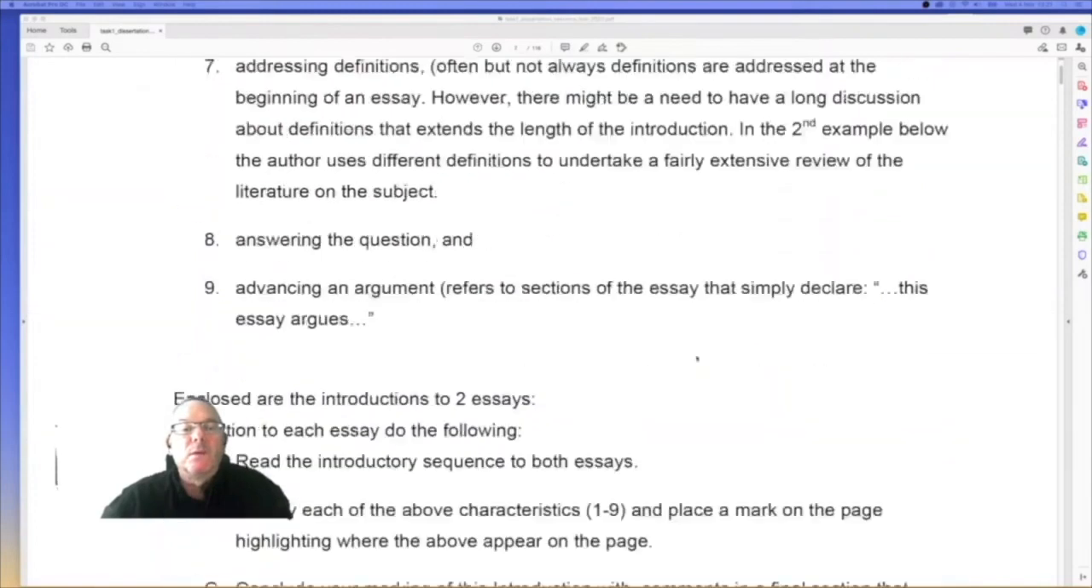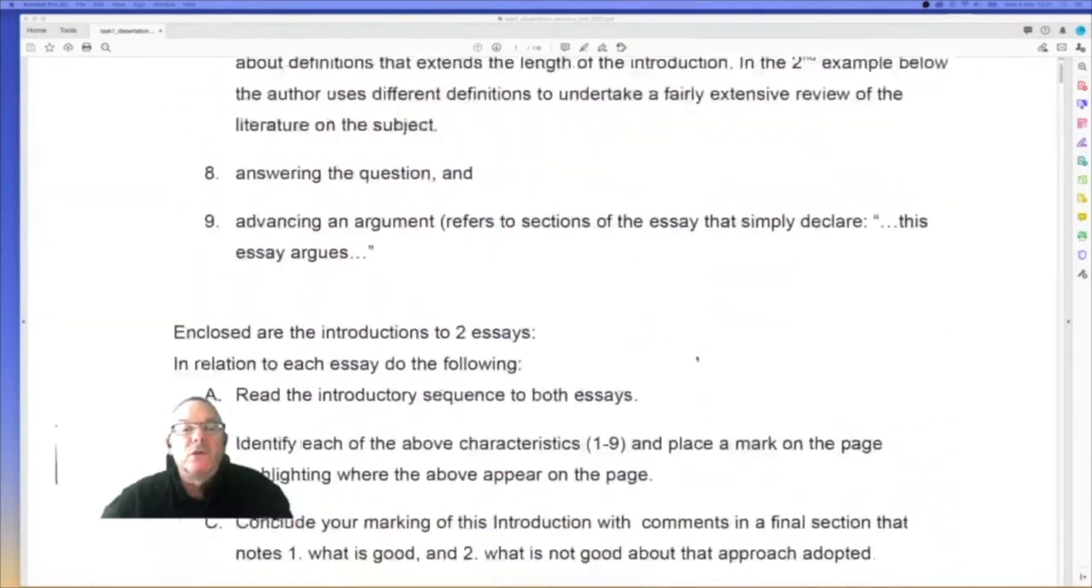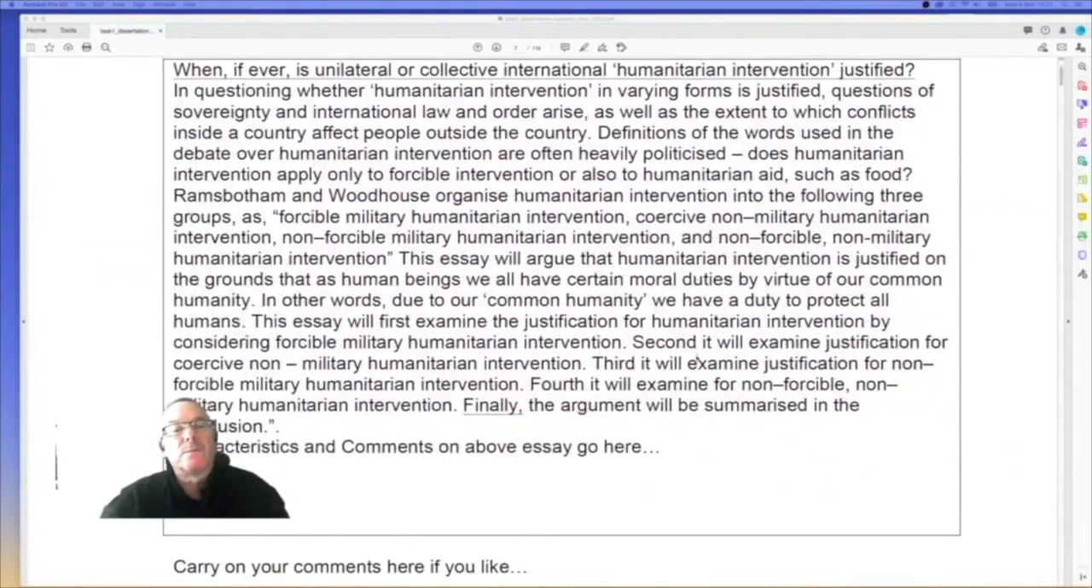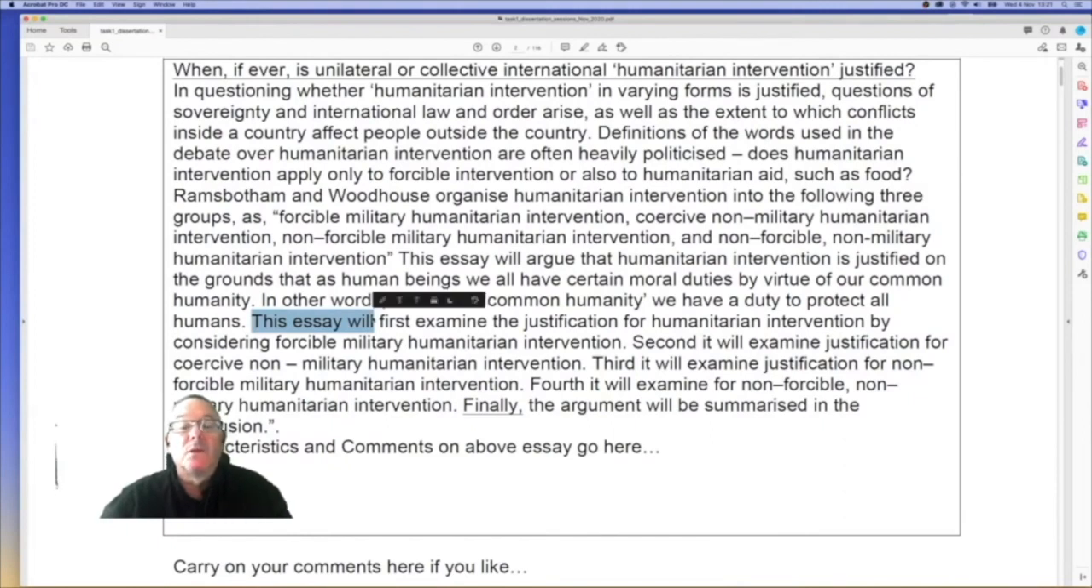But if we go back to the beginning and look for structure and organisation, number 1 and number 2 on the list, we can see that if we look carefully at this essay, the author starts to explain what's going to happen in the essay and when. In other words, this is an explanation of the structure and organisation of the essay. And you can see from this, it says the essay will first examine the justification for humanitarian intervention, and so on and so forth.